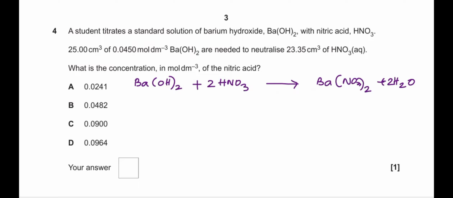In titration questions, there will be 4 aspects, of which 3 will be given to us, and we have to figure out the 4th missing one. The 4 aspects are the concentration and volume of the base and the concentration and volume of the acid. So let's write whatever is known to us here. Ba(OH)2, volume is 25 cubic centimeters. So 25 cubic centimeters can be converted into dm cubed. So 0.025 dm cubed, that's the volume. And its concentration is 0.0450 moles per dm cubed.